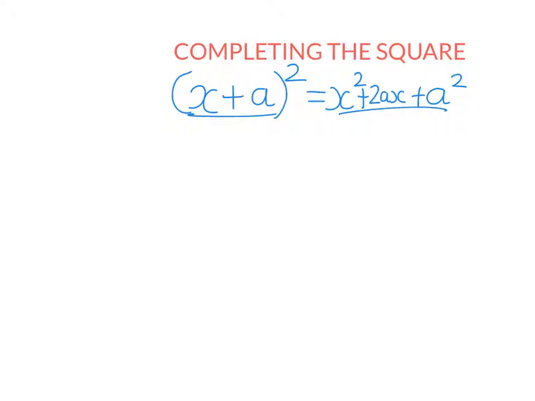So notice when you take x, add a number and then square it, this number, double it, and you get the coefficient of x. And then the constant term is that number squared. So if we have something that looks like this or close to that, then we can make it look like this. Let's have a look at an example.